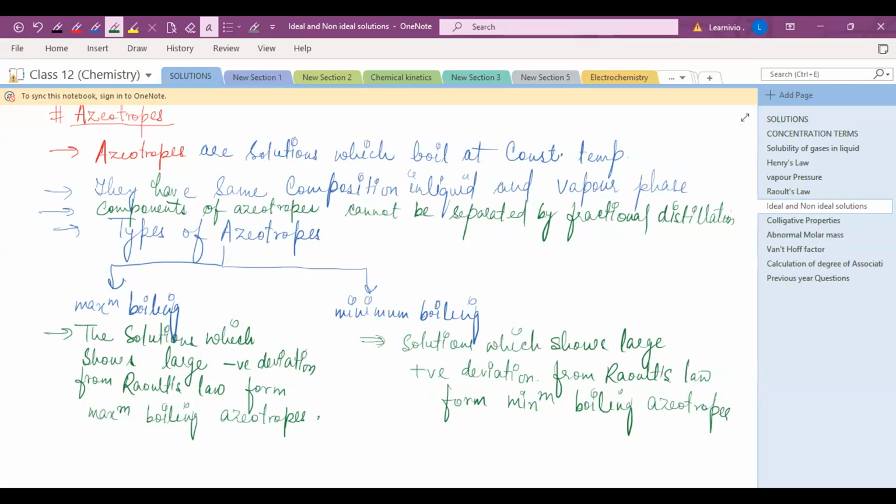Yes, ma'am. Okay, so that's all for today. I think the time is up. In the next class, we will start with the colligative properties. And the colligative property is very, very important. So we will discuss in detail and we will do the questions along with that.